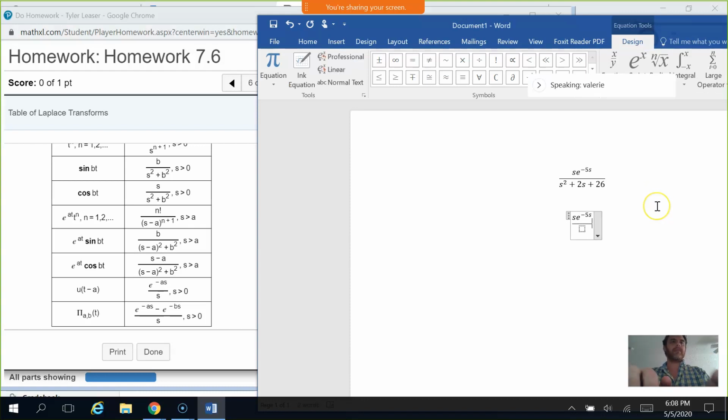That's the easy part for me. The manipulating other part, that's the more difficult part.